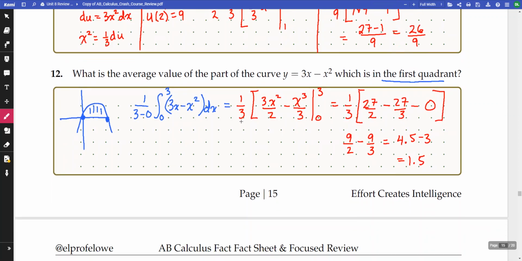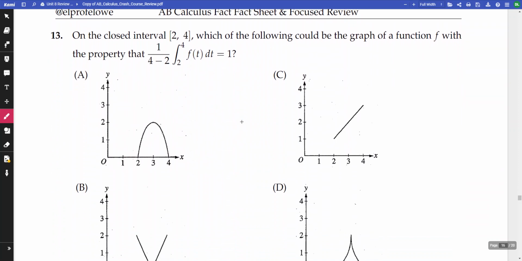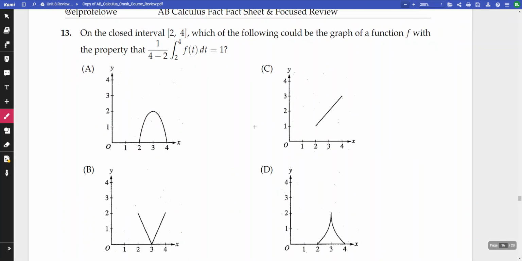All right. So let's look at a few more. Here we have a closed interval. Let's make this just a touch smaller, maybe. There we go. Now we can see. Closed interval. Which of the following could be a graph of the function with this property? Well, what is this telling us? This information is telling us that the average value is equal to 1, right? That average value is equal to 1.